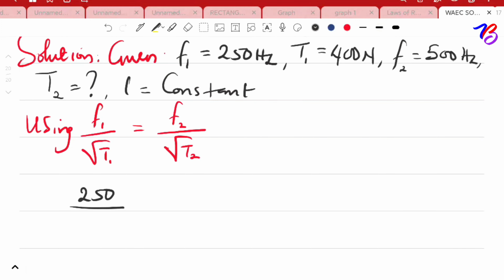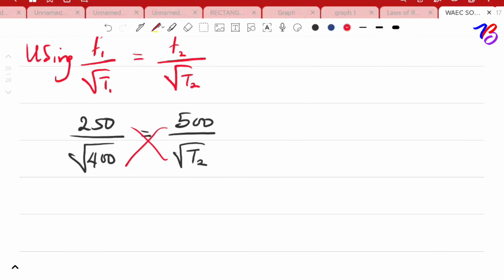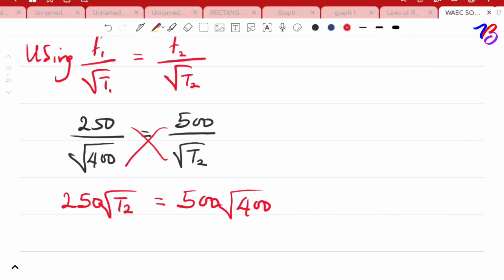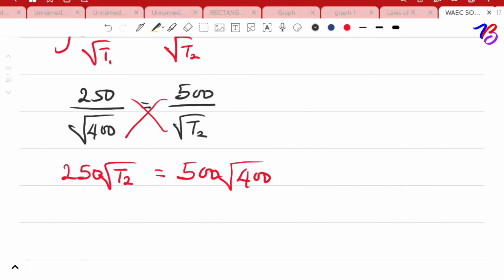So F1 is 250 divided by the square root of T1, which is 400, is equal to F2, which is 500, divided by the square root of T2, because that's what we're looking for. So cross multiply from here. What do we have? We now have 250 multiplied by the square root of T2 is equal to 500 multiplied by the square root of 400. Are you here? So our goal is to make T2 the subject of the formula.